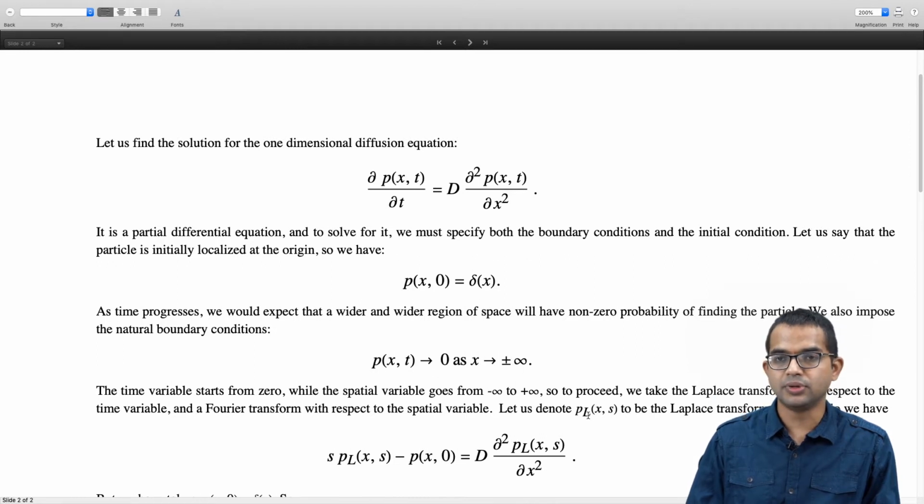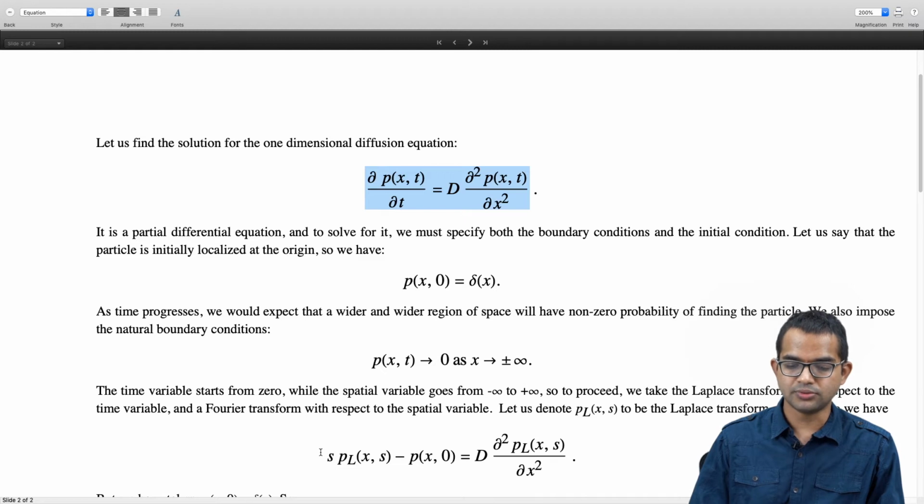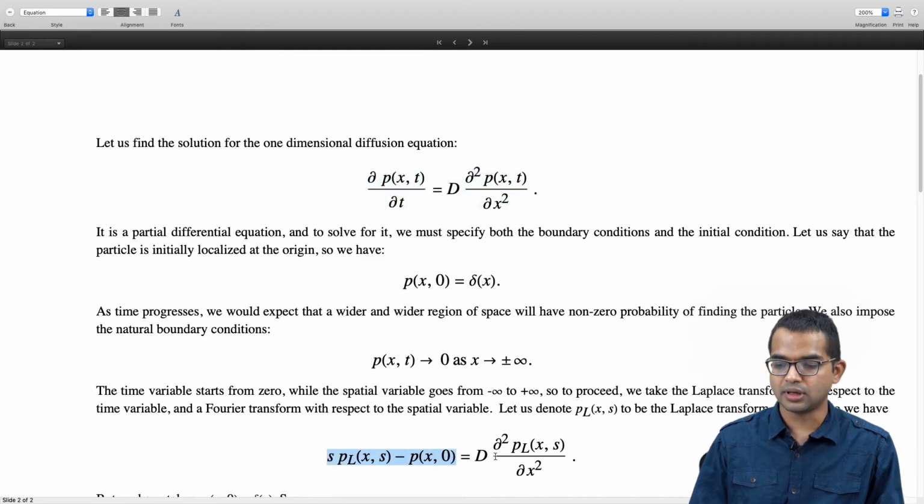So let's start with finding the Laplace transform. We will denote this as P_L of x comma s instead of P of x comma t. We take a look at this differential equation, and when you take the Laplace transform, on the left hand side it becomes s times P_L of x comma s minus P of x comma 0, as we know from Laplace transform theory. On the right hand side, it's basically the same. In place of P of x comma t, we write P_L of x comma s. It's just this function alone whose Laplace transform is being taken, so it's simply replacing it by a different function, and in place of t we have s.